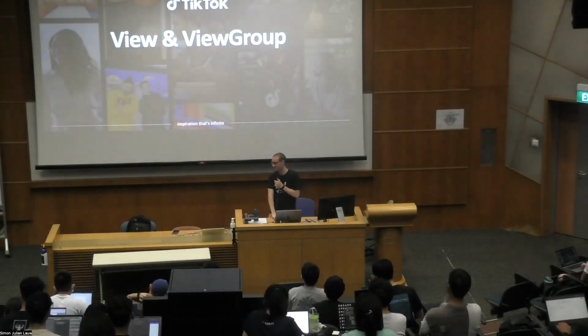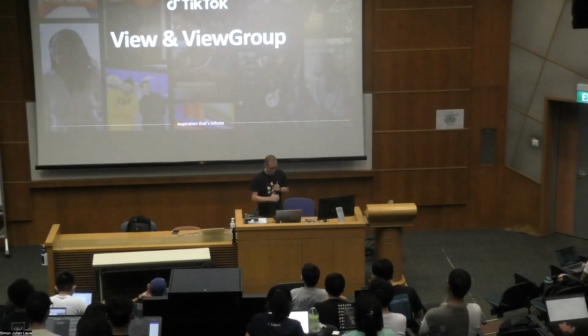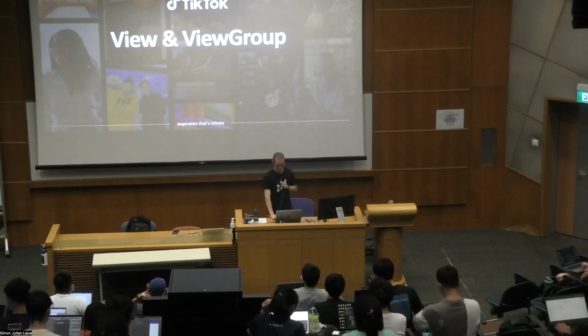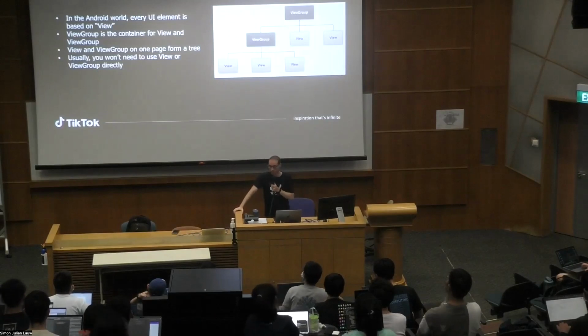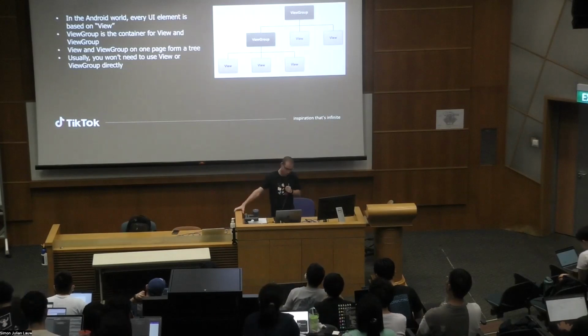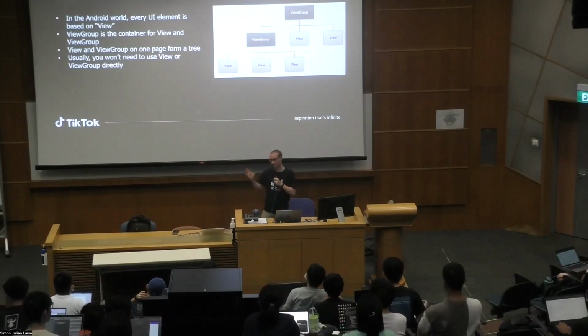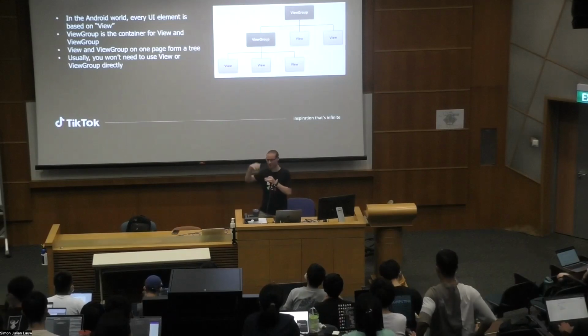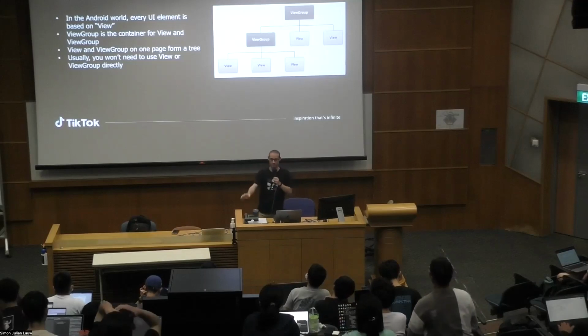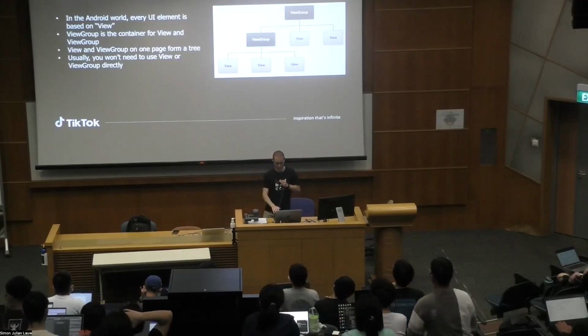View and view group. This is the last part of the theory. A view group is a collection of views, as the name says, a group. For example, I want to have a text and a button. The text is a view, the button is a view. But I need to group them somewhere and say how to arrange them relative to each other. For this, we have the view group, and the view group has different layouts.